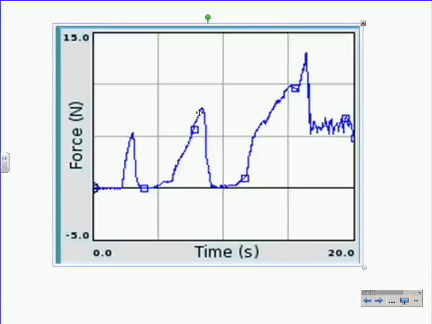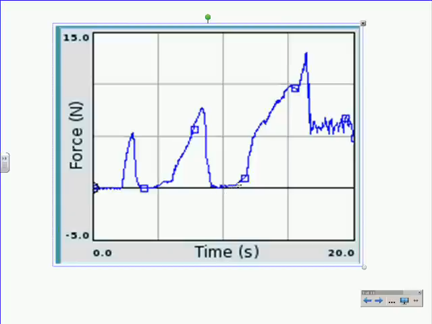Second trial, I pulled it a little bit harder. Notice this one got up to about 5 newtons, maybe a little above. This one getting up to about 7.5, maybe something along those lines. Still couldn't get it to move that object though, so I dropped it back down to 0.